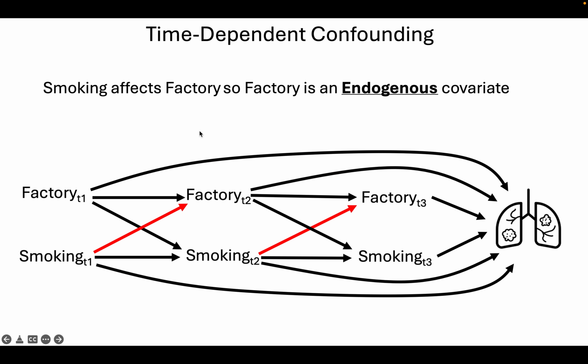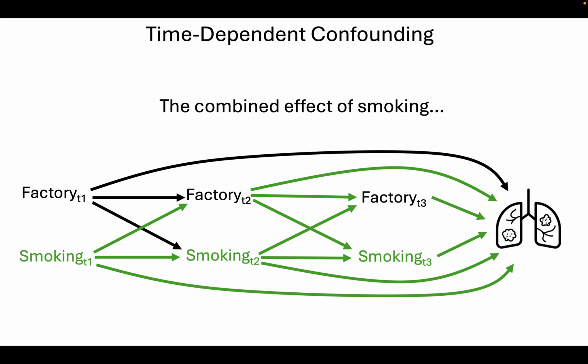Factory here is now considered an endogenous covariate, where it causes the exposure at later times, but is also a cause of the exposure at earlier times, creating feedback and making for a very complex situation. And on top of that, now our effect of smoking is very convoluted. It's not just smoking 1 to smoking 2 and the independent effect of smoking 1. You now have this network of causation where everything downstream is part of the causal effect. And we're interested in this overall effect of smoking across time periods usually.